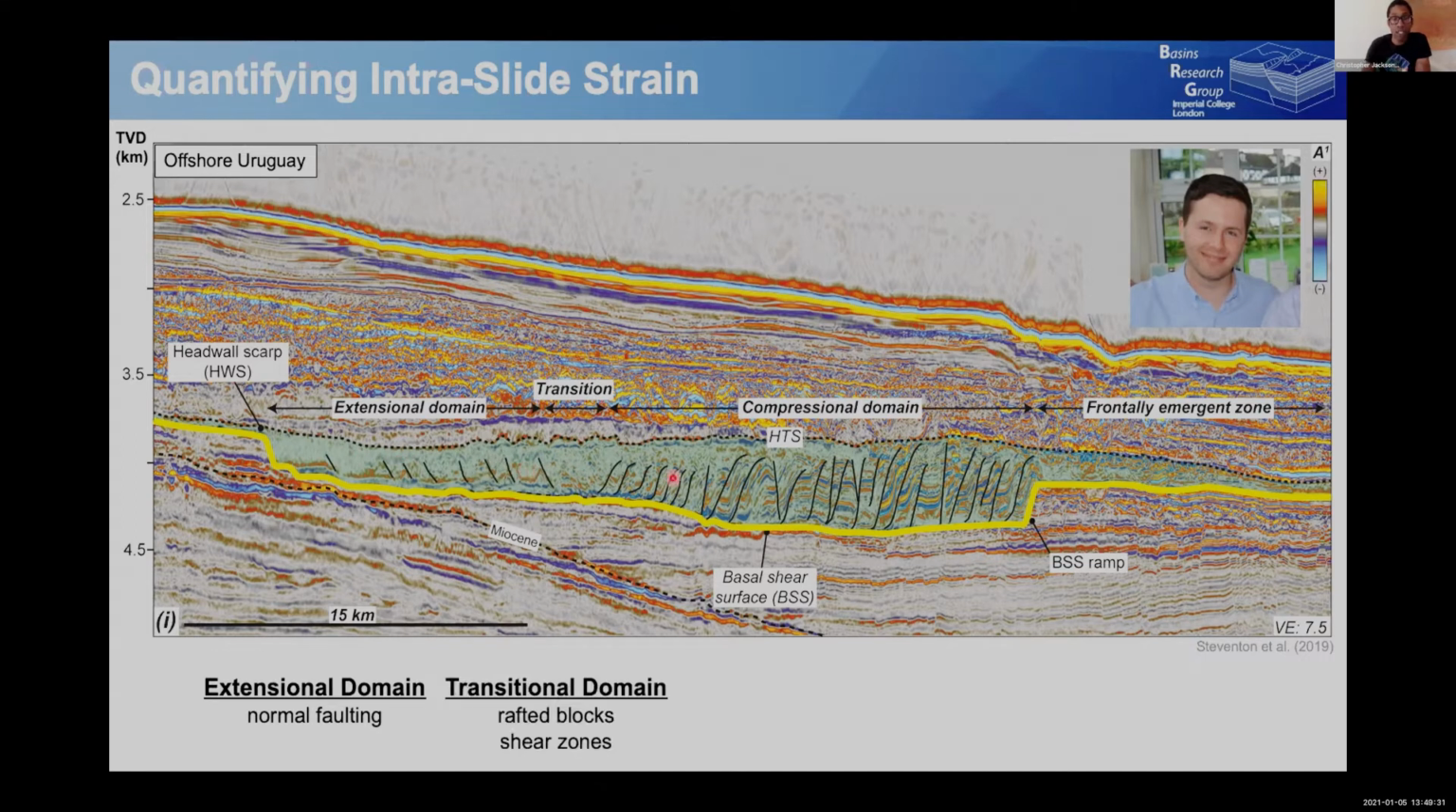We can see a translational zone in here, which in map view has rafted blocks and shear zones, not very well expressed here in 2D section. And then we have the compressional domain in here, where we have this rather exquisite fold and thrust system in the distal area with this frontally emergent zone.